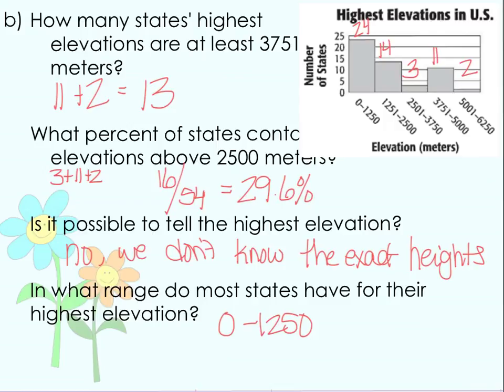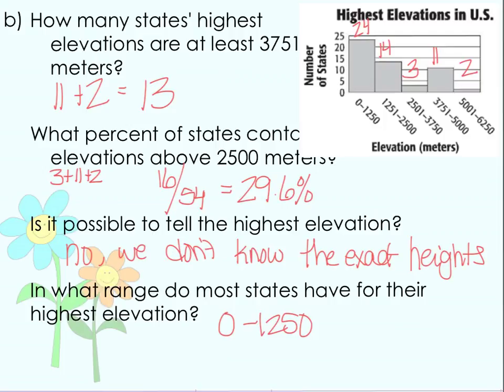All right, first question. How many states' highest elevations are at least 3751? So for this one, we're looking at these last 2 bars here, because at least this height or higher, we want to start at 3751 and include everything above it. So there are about 13 states that are above that height.